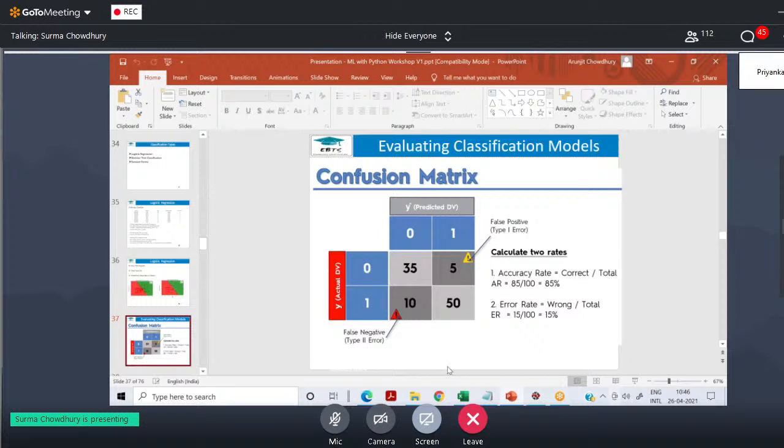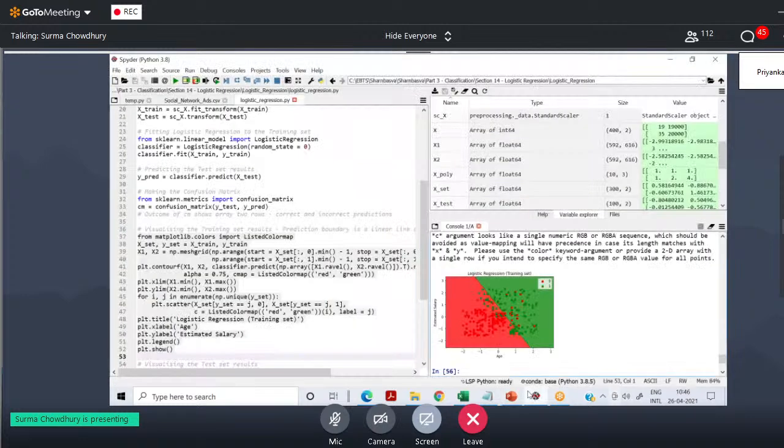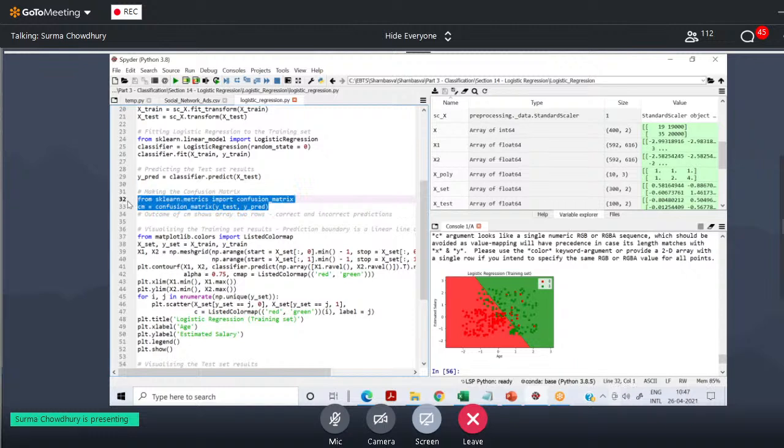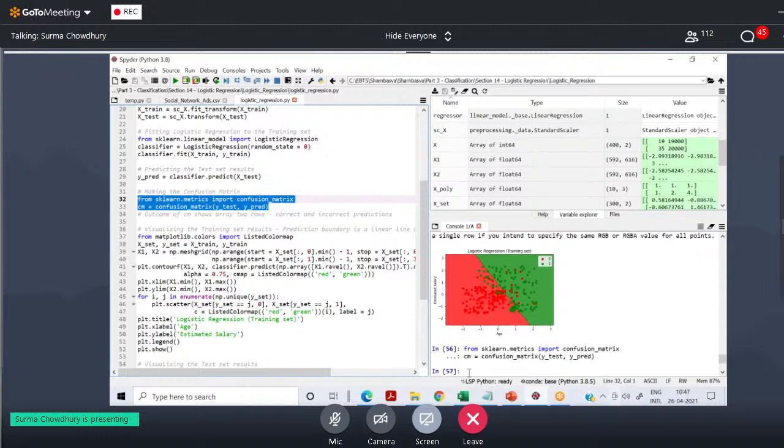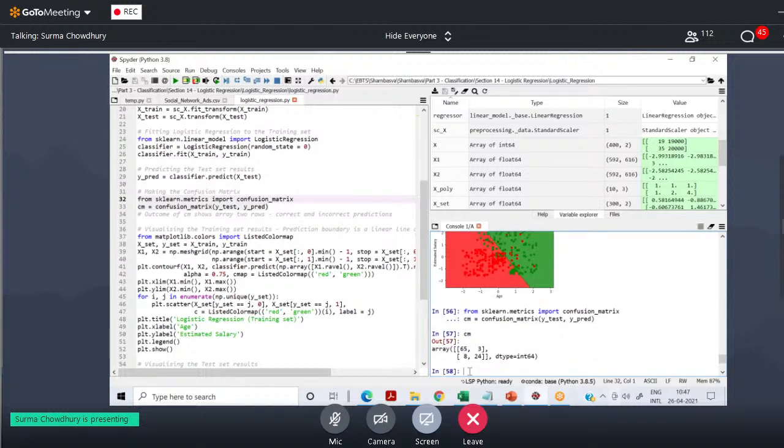Now if I come back to this, there was one step I skipped here. I'm doing from sklearn.metrics import confusion_matrix, and then I'm using cm = confusion_matrix with the parameters y_test and y_pred, the actual test data and the predicted test data. If I run this and enter cm here, you see the same thing which I showed you here. So what is the accuracy rate in this case? Anybody, what is the accuracy rate?